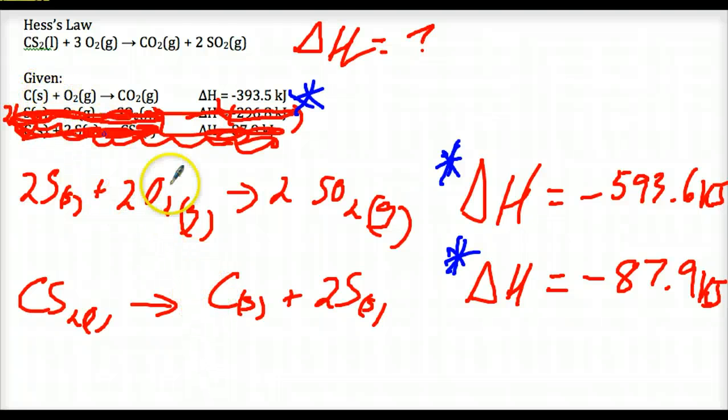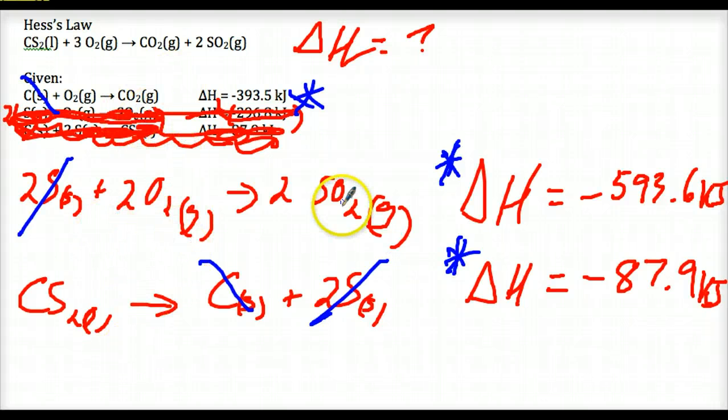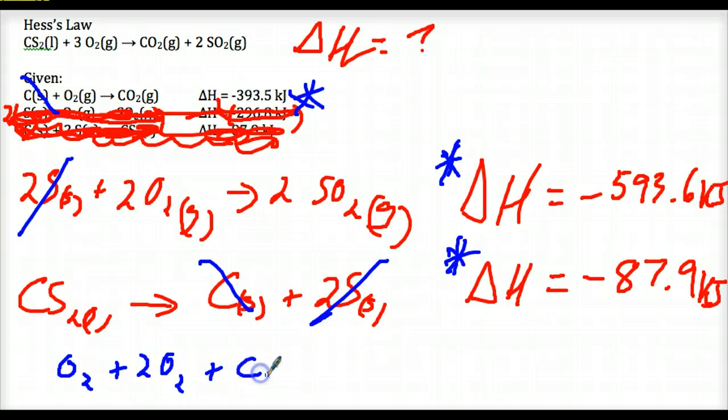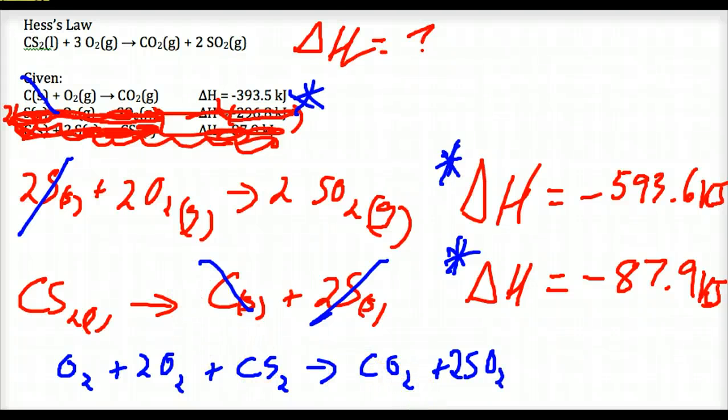All right, carbons cancel with carbons. Carbon's gone, carbon's gone. Oxygens don't cancel, they're going to add up. Sulfurs, I have 2 sulfurs here, they're going to cancel 2 sulfurs here. Okay, CO2 doesn't cancel, SO2 doesn't cancel. Okay, what do I have left? I have O2 plus 2 O2 plus CS2 yields CO2 plus 2 SO2. And that's exactly what we're looking for.